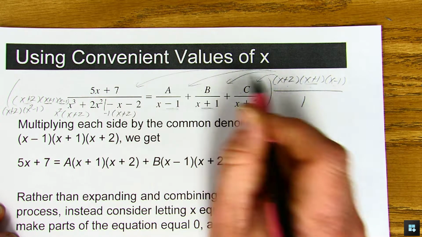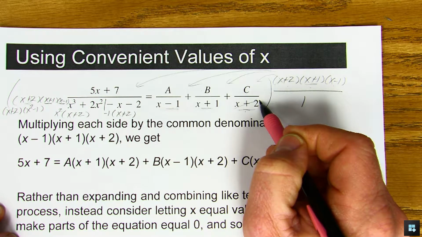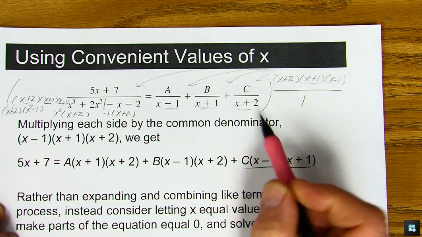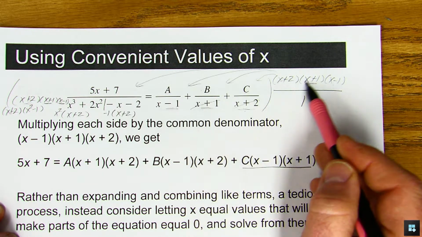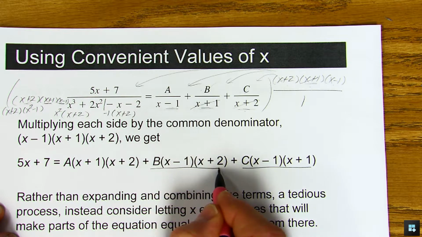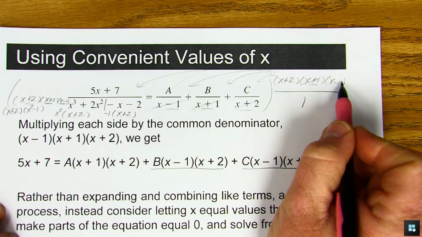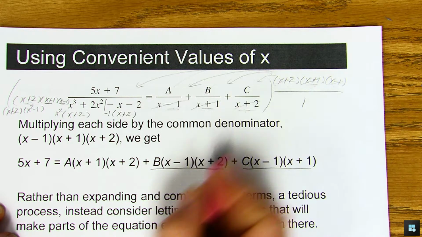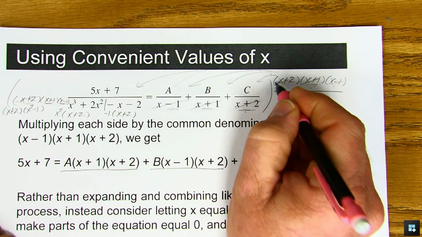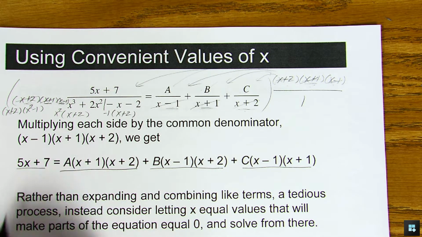the hope is that you'll take note that when you distribute in here, the x plus 2 will simplify, giving you C times x plus 1 times x minus 1, which is what they got right here. Then when you distribute into here, the x plus 1s simplify, giving you B times x plus 2 times x minus 1. When you bring it to A, the x minus 1s simplify, giving you A times x plus 2 times x plus 1. And then over here on this side, the x plus 2, x plus 1, and x minus 1 all simplify, leaving you with just 5x plus 7.